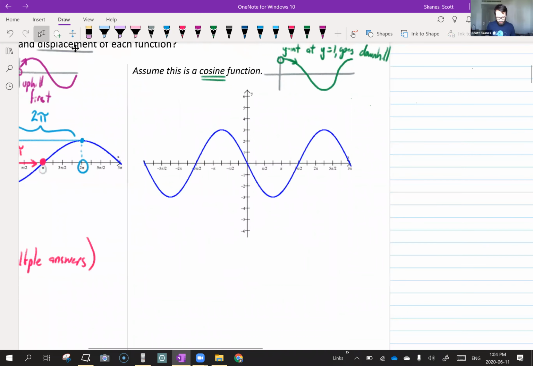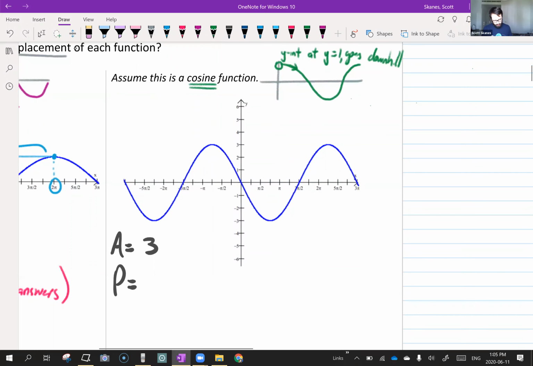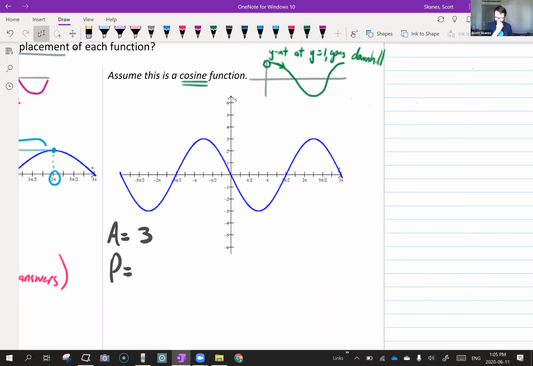I want to get amplitude, displacement, and period for this cosine function. I'll give amplitude. It will be 3. What about period? This one should be an easy one. A is 2. Try again. Should be 3. Be careful, you don't want to lose that. Cosine function, cosine.